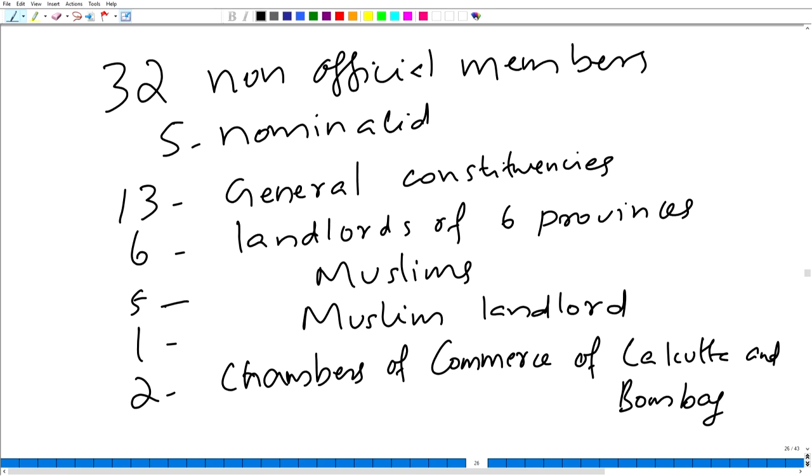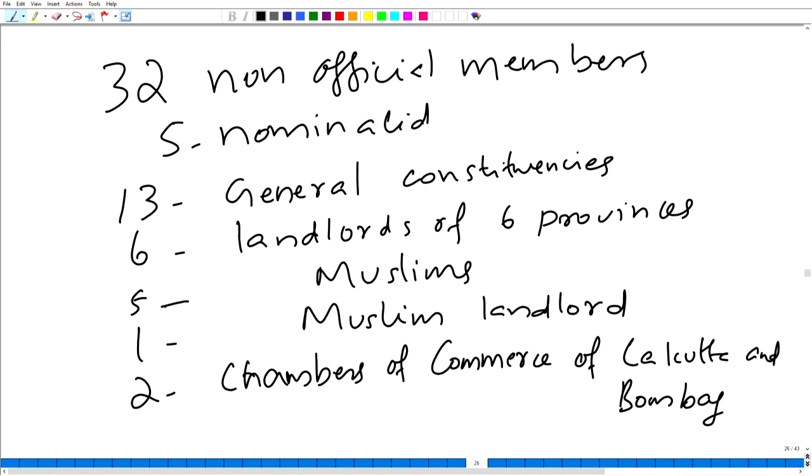The total number of members was 69. 9 members were the Viceroy and the Viceroy's Executive Council. 60 were the additional members. Out of the 60 members, 28 were nominated by the British government. They were the official members. 32 were the non-official members. Out of the 32 members, again 5 were nominated by the British government. So, the total number of nominated members was 33. It provided the necessary majority for the British government in the Imperial Legislative Council.